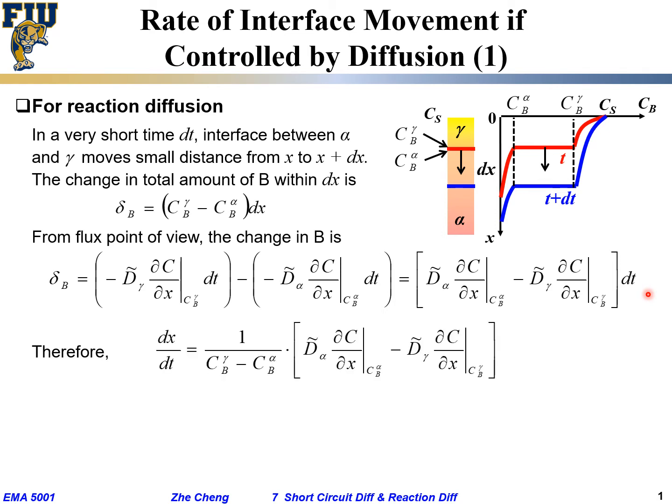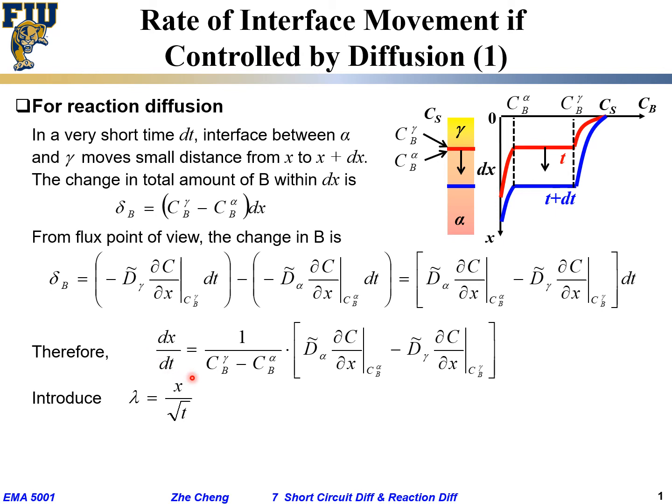Okay, then we have delta B, we can write these two equations. We can put these two equations together, and we can write dx over dt would be this thing divided by the difference in concentration. Okay, that just tells us dx over dt. And what is dx over dt? It's kind of like the velocity of this interface motion.